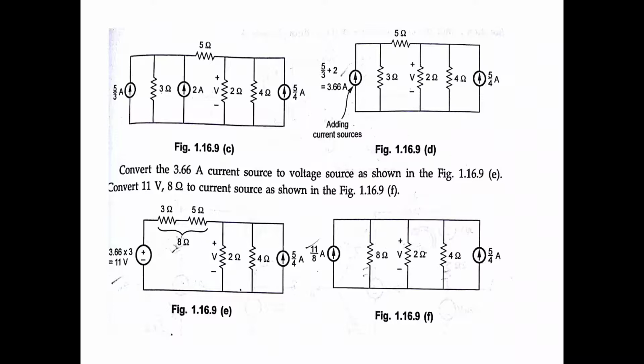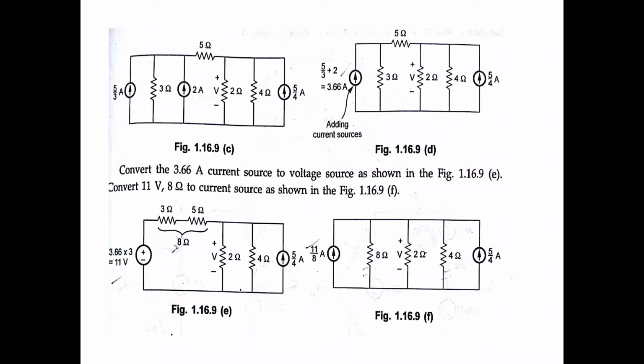Okay, next, converting this current source to a voltage source, the 3.66 current source to a voltage source. In the next diagram, 3.66 into 3, that is I into R, V equals I into R, gives 11. The remaining 3 and 5 are in series, 8 ohm. The remaining 2 ohm and 4 ohm stay as they are, and 5 by 4 amps as it is. Next, 11 by 8. How 11 by 8? V by R.